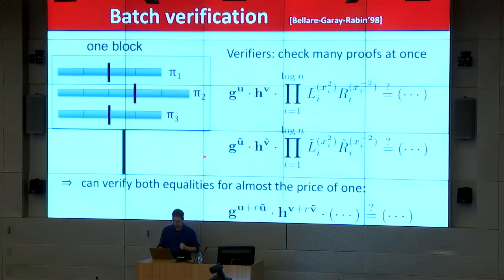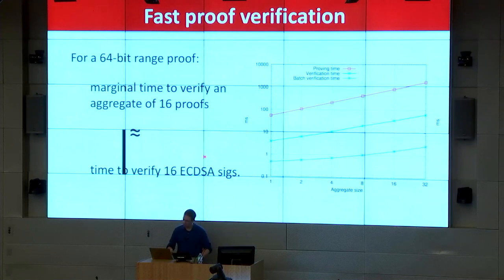It speeds things up dramatically. So maybe I'll show you one last graph and tell you just for the 64-bit range proofs that we need for Bitcoin, this was somewhat surprising: the time to verify an aggregate of 16 range proofs is basically the same as the time to verify 16 regular signatures, which basically means if transactions had 16 outputs, so if exchanges basically combined in their transactions, so transactions always had 16 outputs, essentially this privacy comes in for free. The time to verify confidential transactions is the same as the time to verify regular transactions.